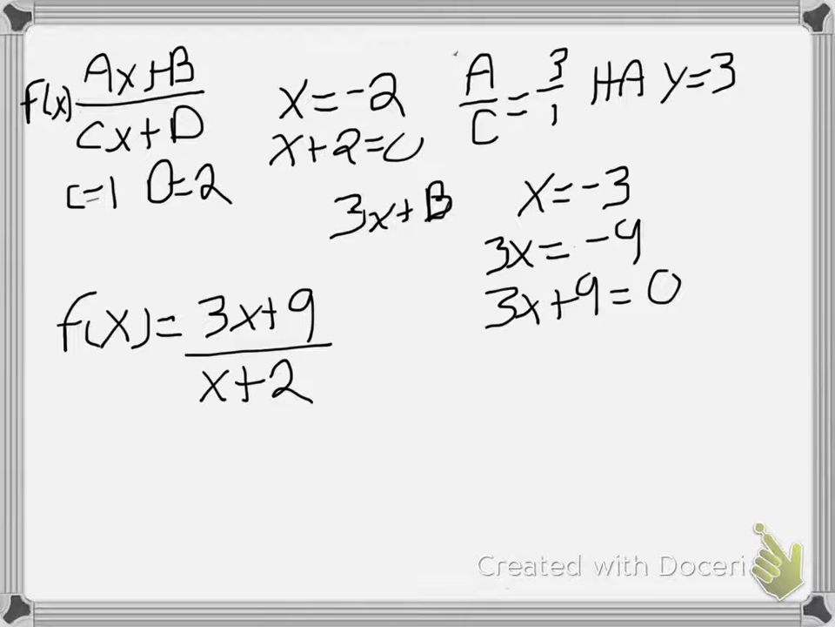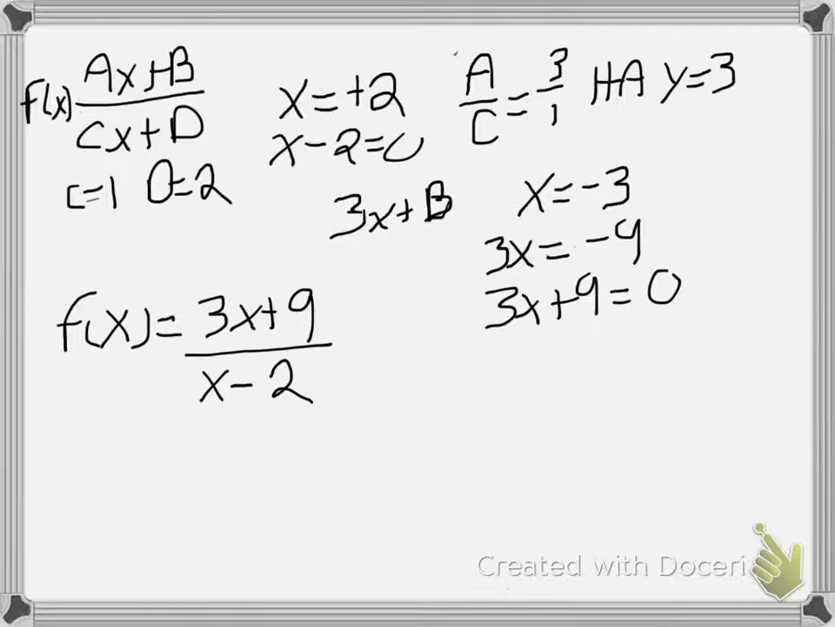Okay, the three things that we were given were that we had a vertical asymptote at x equals 2. So sorry, this should be x minus 2. Sorry about that, guys. We have a vertical asymptote at x equals 2. We move the 2 over to the other side, we get x minus 2. This gives us a vertical asymptote of x equals 2.